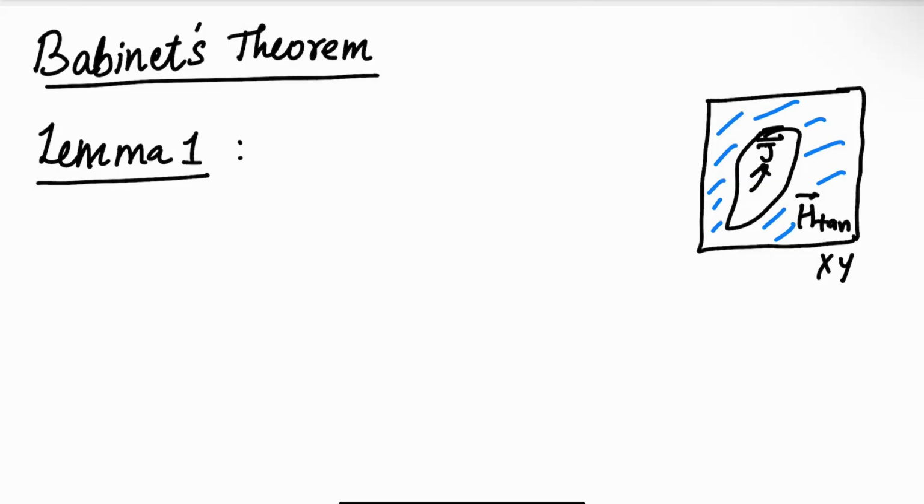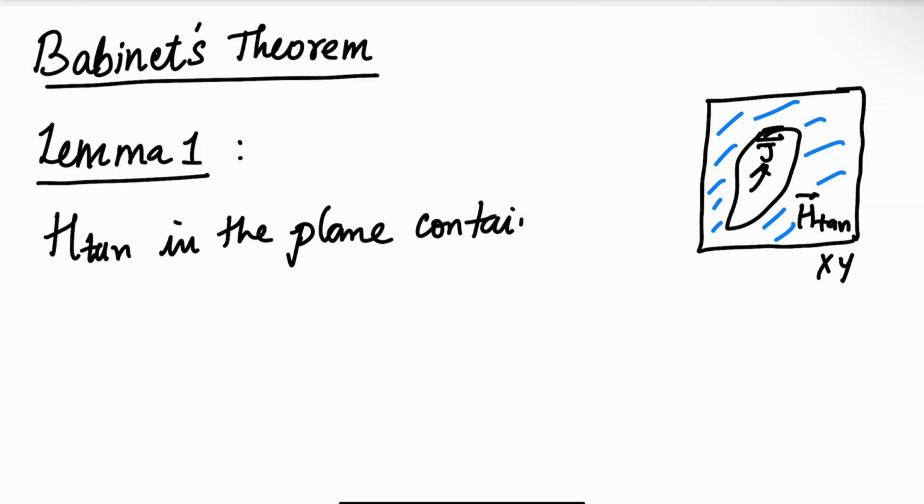Okay. So I'll say H tangential in the plane containing J surface is equal to zero. Okay, so let's prove this.